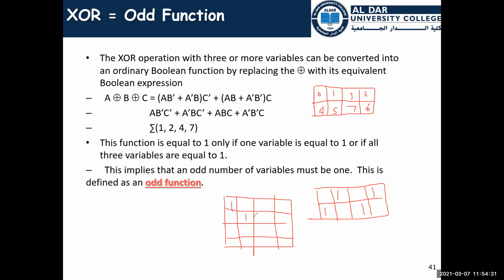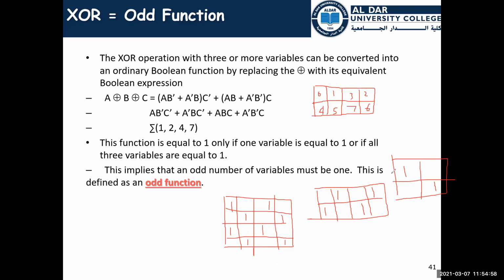One, one, one, one. Here is one. Here is one. Like that. There is no variable. This is XOR between 4 variables. This is XOR between 3 variables. And XOR between 2 variables, you know it. I think you remember it, right? You'll find one here and one here.